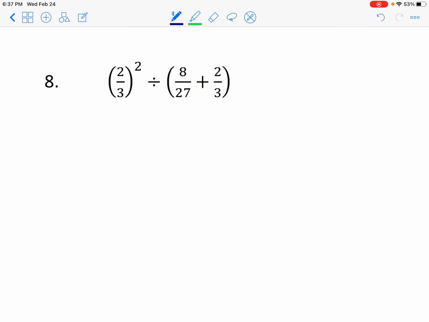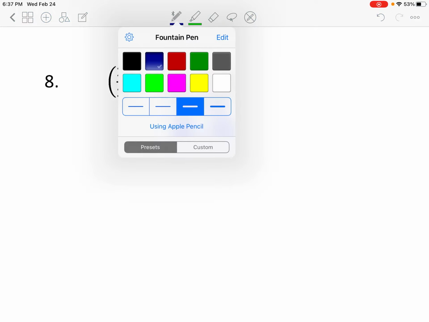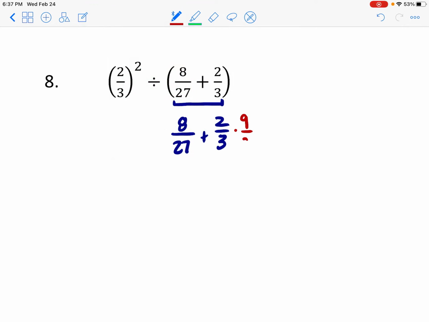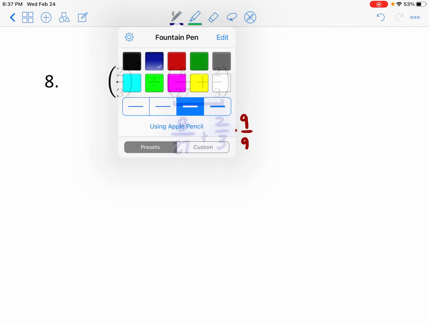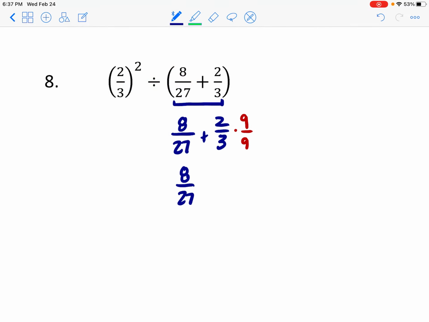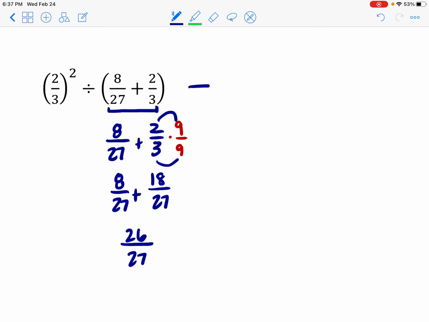So the first step would be, let's figure out what's going on inside the parentheses here. So I have to add 8/27 to 2/3. In order to add those, I need a common denominator. And so I'm going to multiply this fraction by 9/9 so that we get that common denominator of 27. So what I'm trying to add here is 8/27 with this, which becomes 18/27. And 8/27 plus 18/27 is going to make, let's see, 18 plus 8 is going to be 26/27.